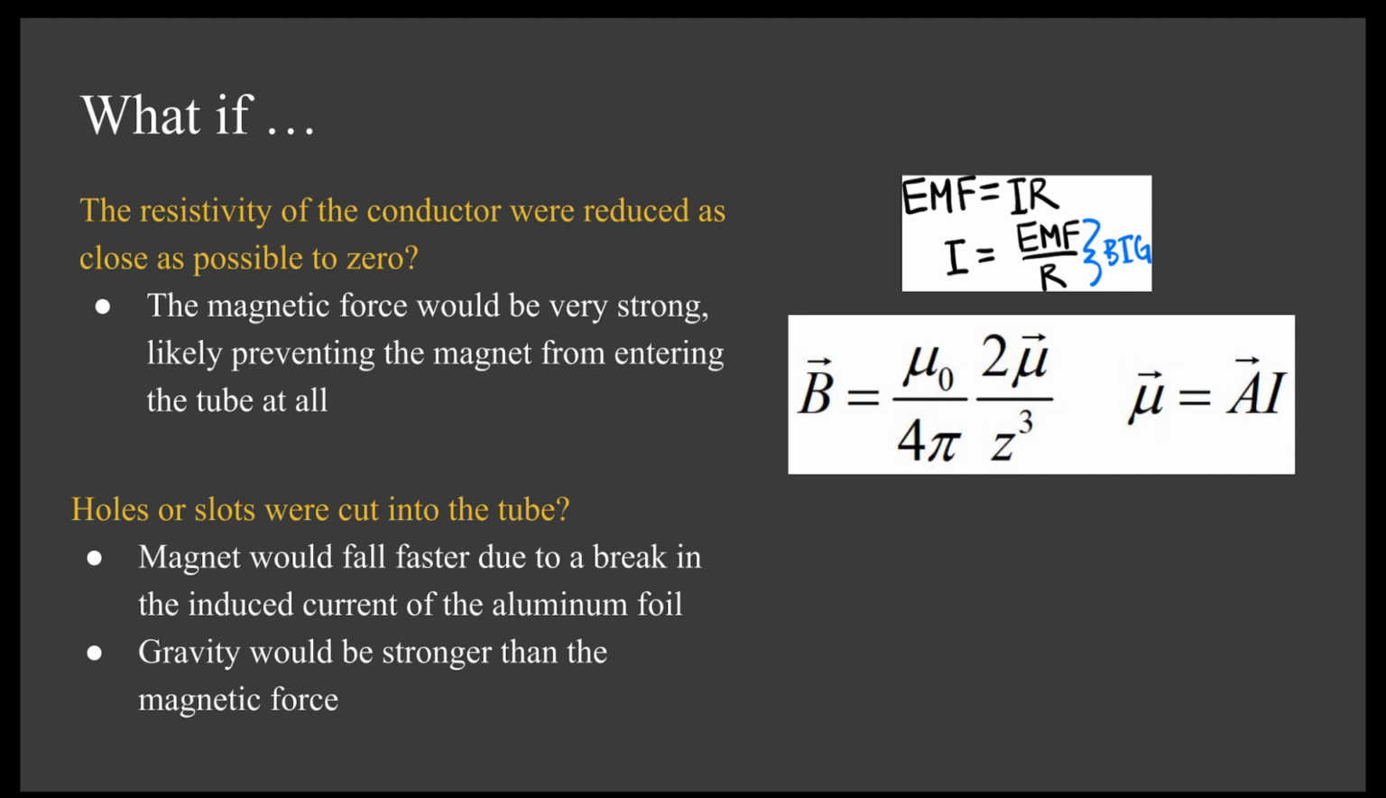What if there were holes or slots cut into the tube? The magnet would fall faster due to a break in the induced current of the foil. Thus, gravity would be stronger than the magnetic force, and the bar magnet would fall faster.